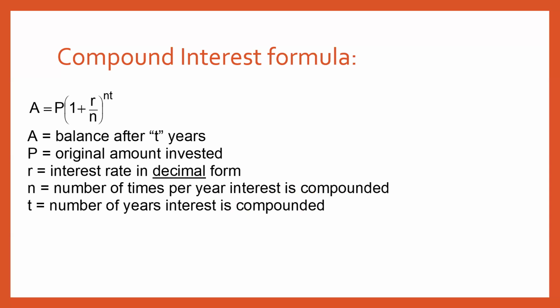So our compound interest formula is A, which is our balance after T years, equals P, which is our original amount invested, times 1 plus R, which is our interest rate in decimal form, divided by N, the number of times per year it's compounded, to the N times T power. All right, let's dive in.